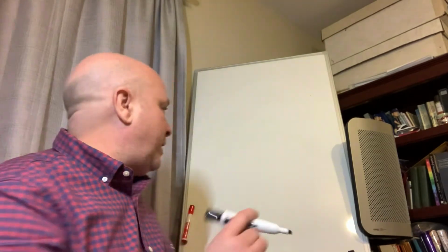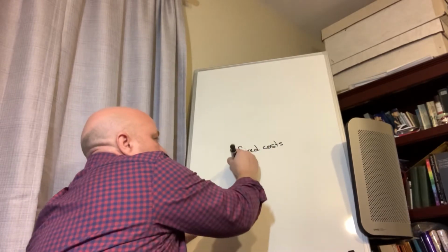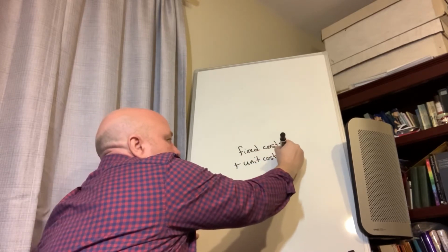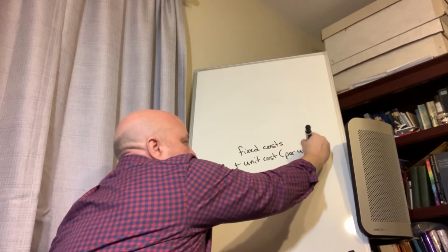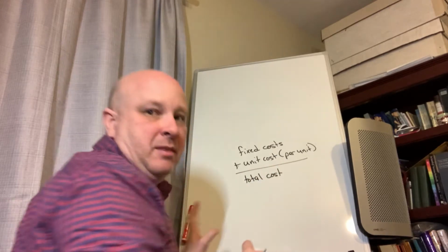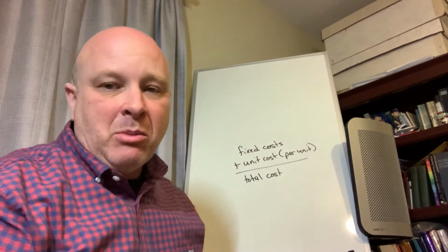If I don't make very many sticky notes, then I'm not going to buy much paper or much dye. But I've got a factory sitting there that I had to pay for, whether I was going to make a bunch or a little. So let's think about it this way. We have our fixed costs, plus our unit cost per unit, equals our total cost, okay? The unit cost per unit, that's a multiplication problem, right?